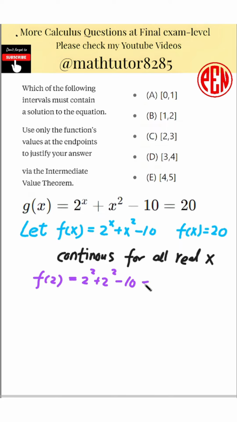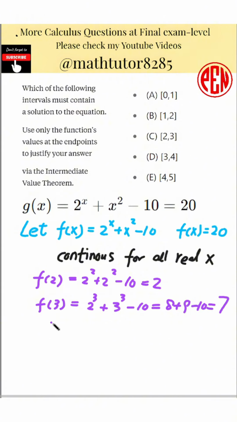First, evaluate f of 2. 2 raised to the power of 2 is 4. 2 squared is also 4. So 4 plus 4 minus 10 equals negative 2. Then, evaluate f of 3. 2 raised to the power of 3 is 8. 3 squared is 9. So 8 plus 9 minus 10 equals 7.